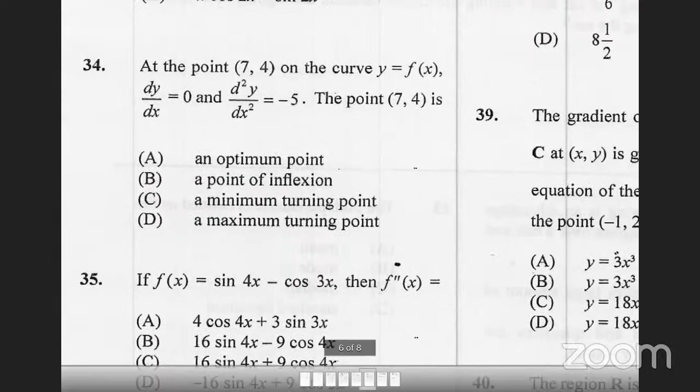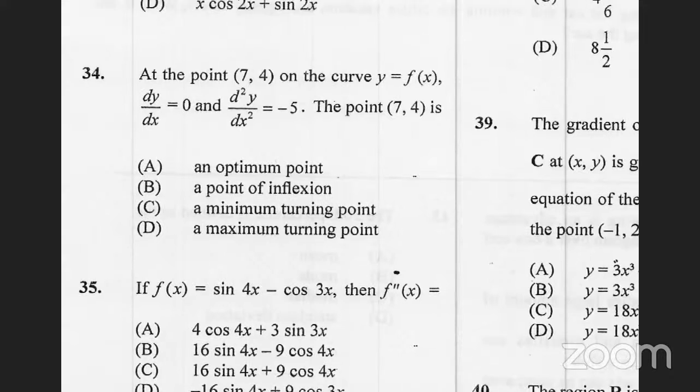At the point on the curve, dy dx is 0 and d2y is minus that, right? So the second differential is less than 0, so it's a maximum. 34 is dog, right? It's a maximum turning point because this value here is less than 0.